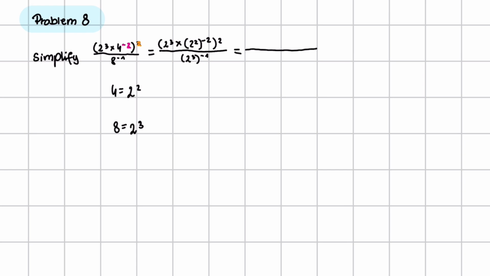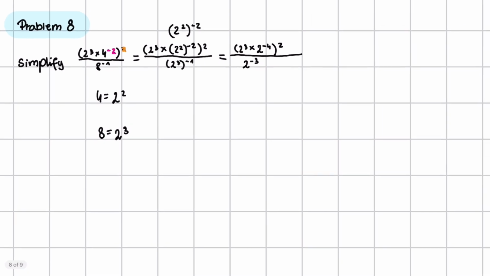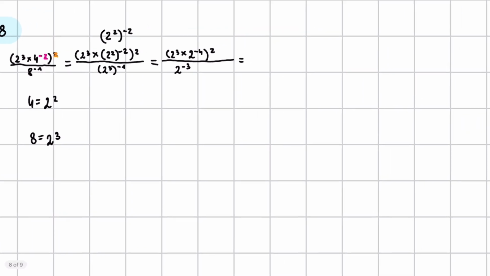In the numerator we have 2 to the power of 3 times, and if we have 2 to the power of 2 and then to the power of minus 2, we can multiply these powers as previously. So we have 2 to the power of minus 4 and then to the power of 2, the whole bracket. And in the denominator we have 2 to the power of minus 3, because we multiply 3 by minus 1. And now we can simplify it again.